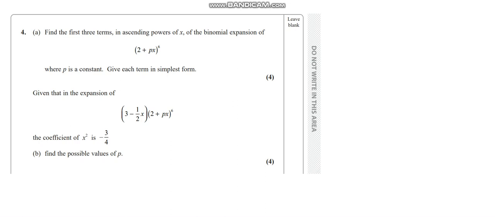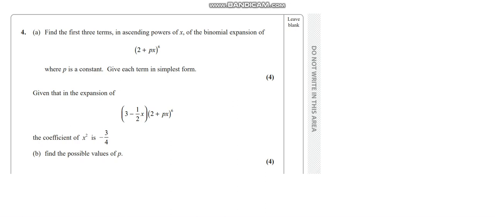The fourth question, the A part, is: find the first three terms in ascending powers of x of the binomial expansion of (2 + px)^6, where p is a constant. Give each term in the simplest form, and that's 4 marks, so it requires a bit of working here.